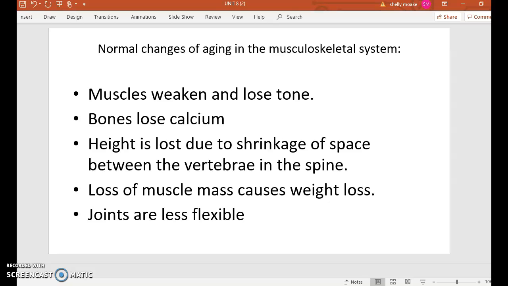Normal changes of aging in the musculoskeletal system. As we get older, our muscles weaken and they lose tone. Bones lose calcium. Height is lost due to shrinkage of the space between the vertebrae of the spine. Loss of muscle mass causes weight loss, and joints are less flexible.